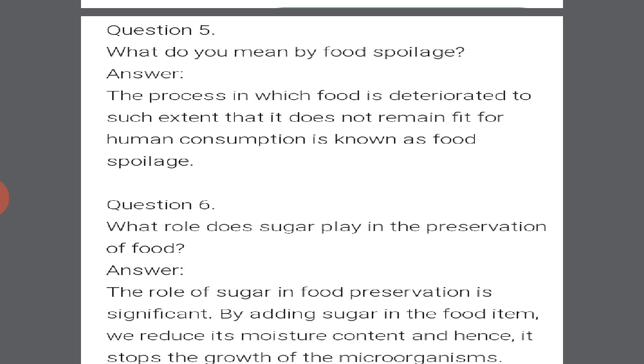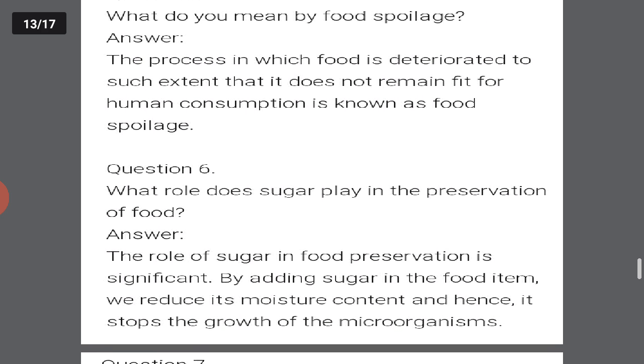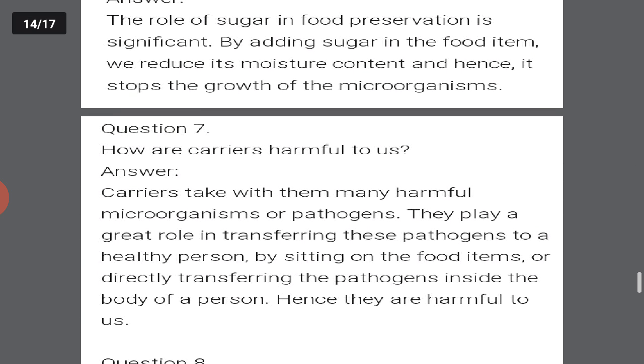What role does sugar play in the preservation of food? The role of sugar in preservation of food is significant. By adding sugar to a food item, we reduce its moisture content. The basic task is to reduce the moisture content, and hence it stops the growth of microorganisms. The lesser the moisture, the lesser the possibility of the growth of microorganisms. Let's move further.